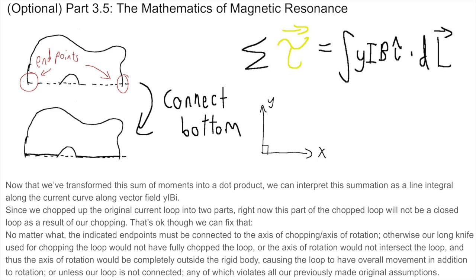Since we chopped up the original current loop into two parts, right now this part of the chopped loop will not be a closed loop as a result of our chopping. That's okay though, we can fix that. No matter what, the indicated endpoints must be connected to the axis of chopping / axis of rotation, otherwise our long knife used for chopping the loop would not have fully chopped the loop, or the axis of rotation would not intersect the loop, and thus the axis of rotation would be completely outside the rigid body, causing the loop to have overall movement in addition to rotation, or unless our loop is not connected, any of which violates all our previously made original assumptions.